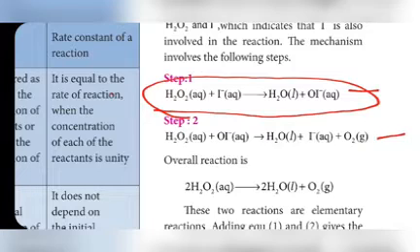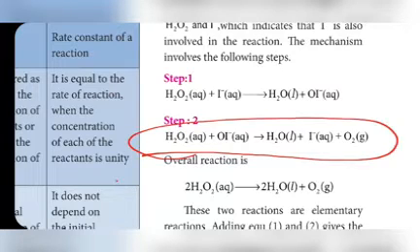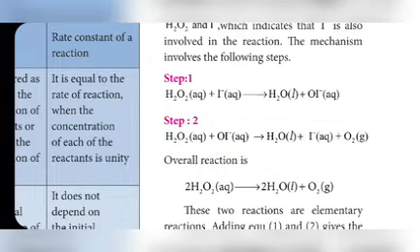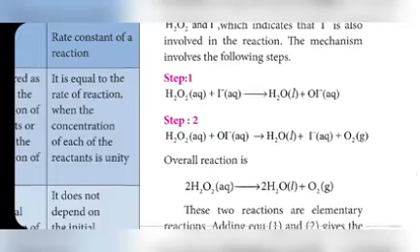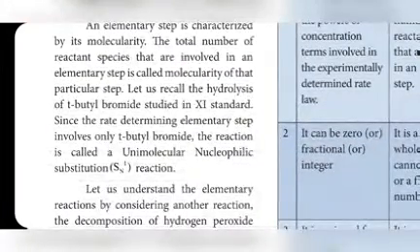So this is one elementary step. In this elementary step, how many reactants are there? Not moles, the total number of reactant species is 2. So here the molecularity is 2. Like that, see the second step. What is the molecularity for this elementary step? The total number of reactant species is 2. So the molecularity for this step is 2. That is what is given here. The total number of reactant species involved in the elementary step is called molecularity.